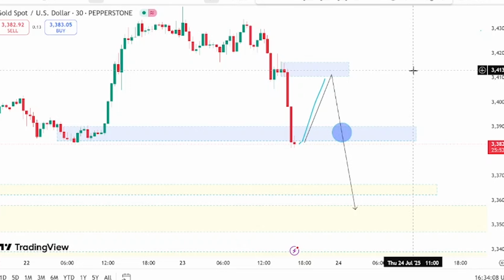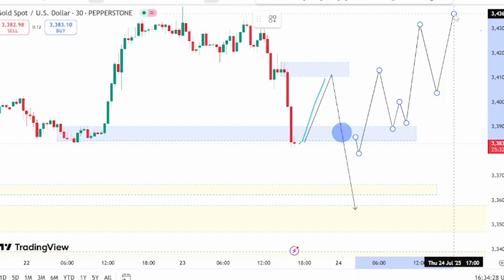Then from this area, we start consolidating. Then we create a high to the low. Now we continue moving up. So we create another high from this area, then we continue moving up. That's why we have to be careful when we are targeting from areas when we are trading against the trend.